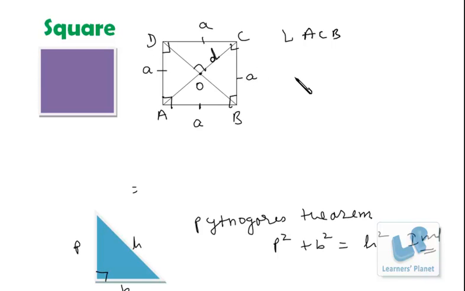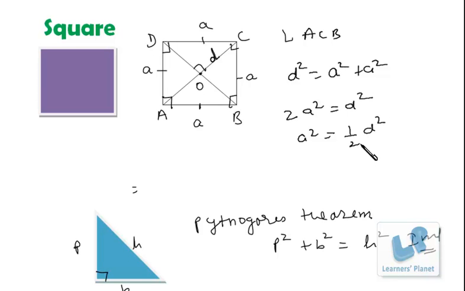So D square, that is hypotenuse square in this triangle, will be equal to perpendicular square plus base square, that is A square plus A square. So 2A square is D square. I'm sorry, D square is 2A square. That means D is equal to root 2 A. That means if you are given the side of a square, you can calculate the length of its diagonal. That will be root 2 times its side.